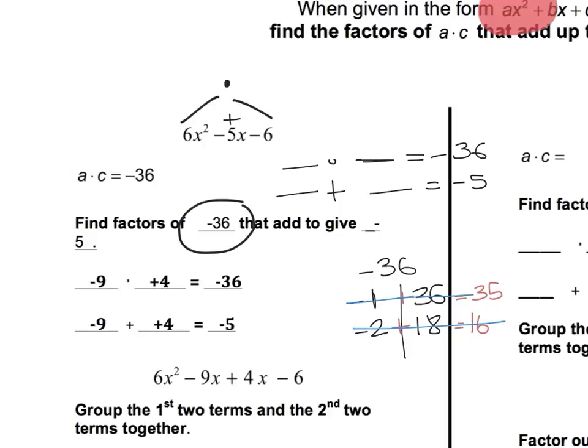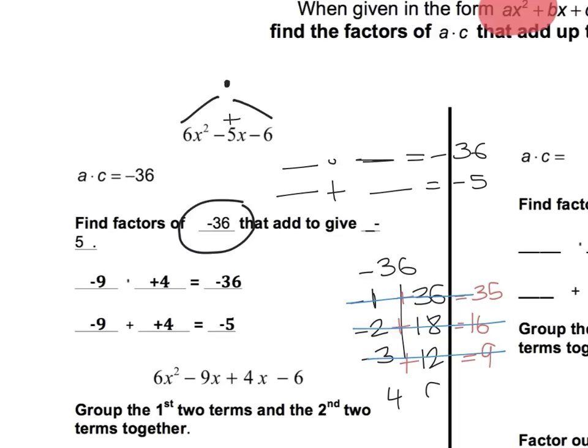Let's think of the number 3. So 3 times 12 is a 36. So negative 3 times 12 is a negative 36. But they add to give me 9. So you see how I'm getting closer? So that's not what I want. So let's move on.